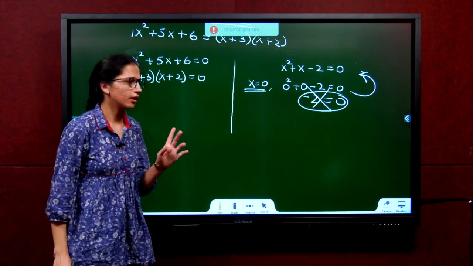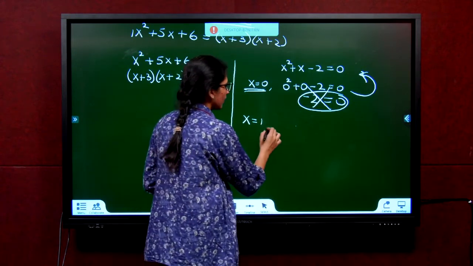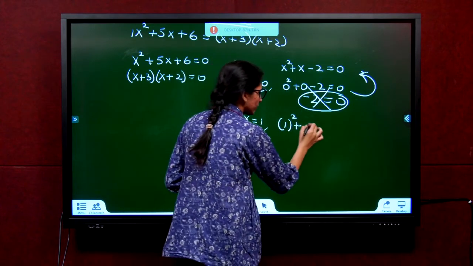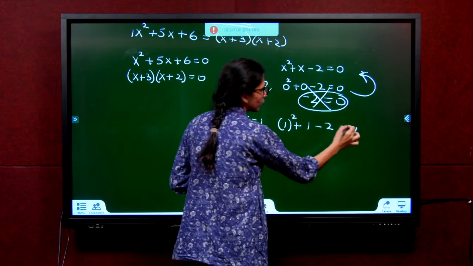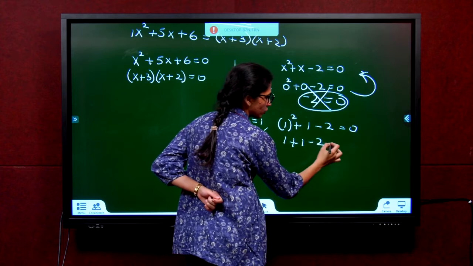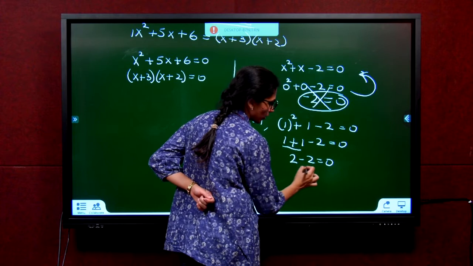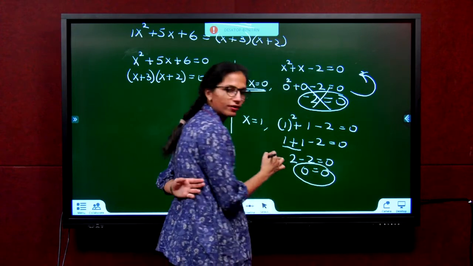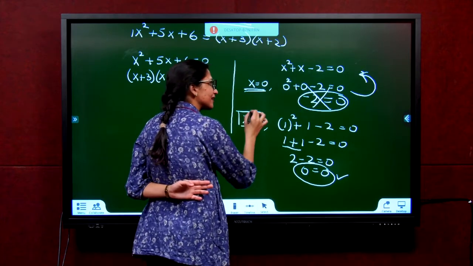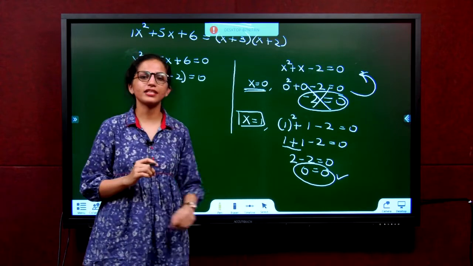Not possible. Then let's take next, x equals 1. If I put 1 square plus 1 minus 2 is 0. In the place of x, I put 1. 1 plus 1 minus 2 is 0. 1 plus 1, 2. 2 minus 2 is 0. 0 equals 0. Is it true? Yes, it is true. That means x equals 1 satisfies this equation.